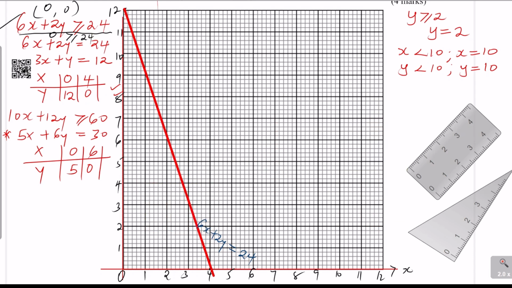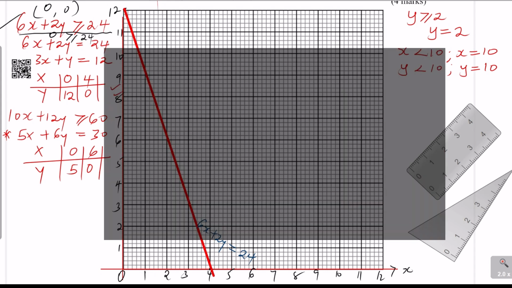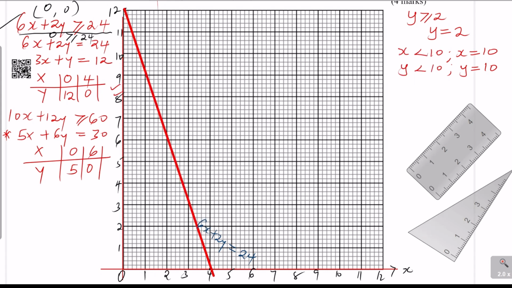So the side where I've picked the point 0, 0 does not satisfy the inequality, and therefore that is the unwanted side. So we're going to shade on this side, because the point 0, 0 doesn't satisfy the inequality. We normally shade the unwanted side. So we shade the unwanted side like that.